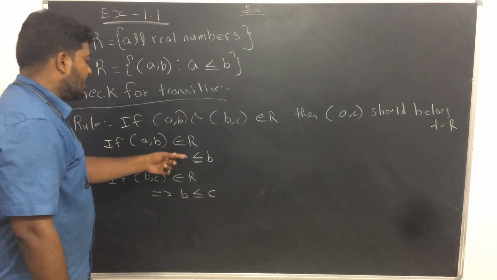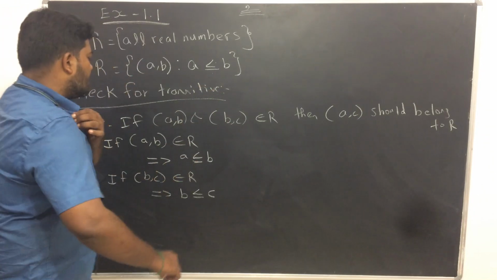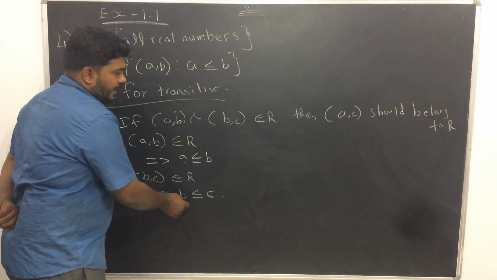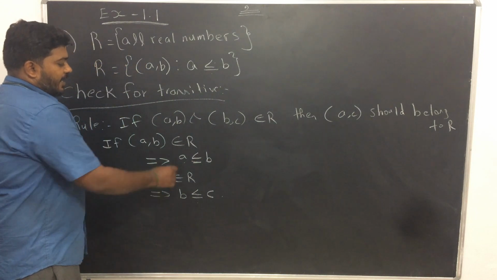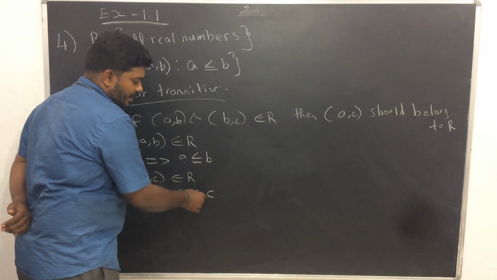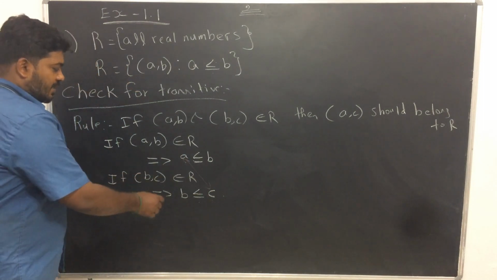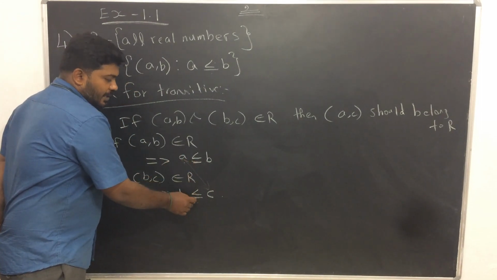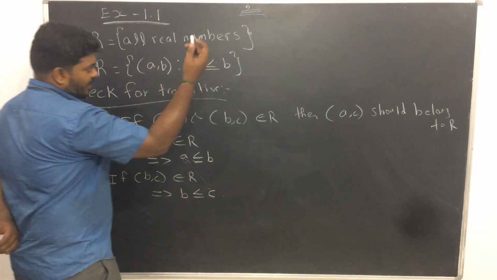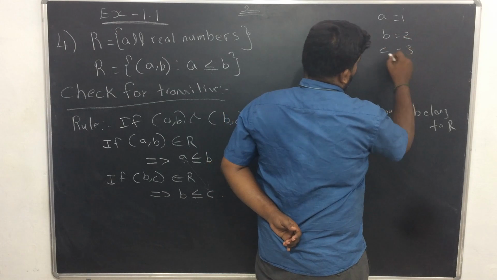So, if (A, B) belongs to R, it implies A is less than or equal to B. If (B, C) belongs to R, it implies B is less than or equal to C. Now, from these two statements, A is less than or equal to B, B is less than or equal to C. Understand very well, A is less than or equal to B, and B is again less than or equal to another number, which means, now what is the relation between A and C? This itself implies that A will be less than or equal to C. For example, let A be 1, B be 2, and C be 3.